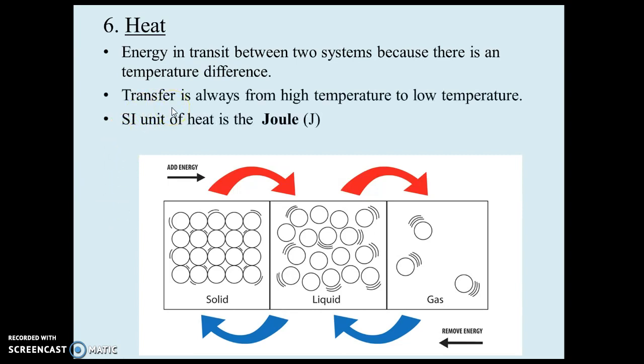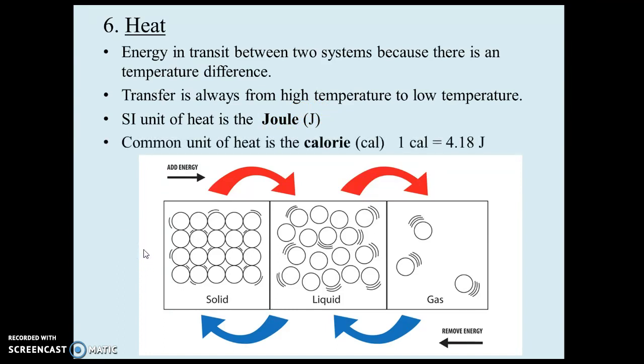Transfer of heat, it always goes from places of high energy or high temperature to areas of low temperature. That's why your hot coffee or hot chocolate will cool off quickly, because it's going to release its heat into the atmosphere. Things always move from high to low. Our SI unit, Standard International Unit for heat, is the joule. We abbreviate it with this big J.